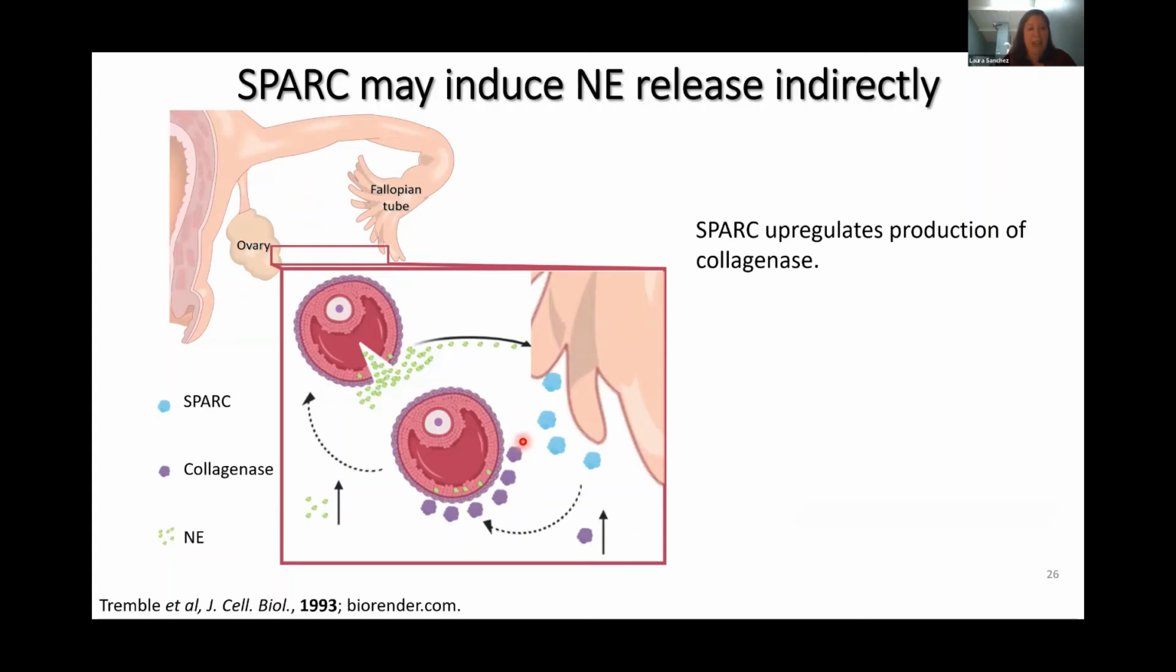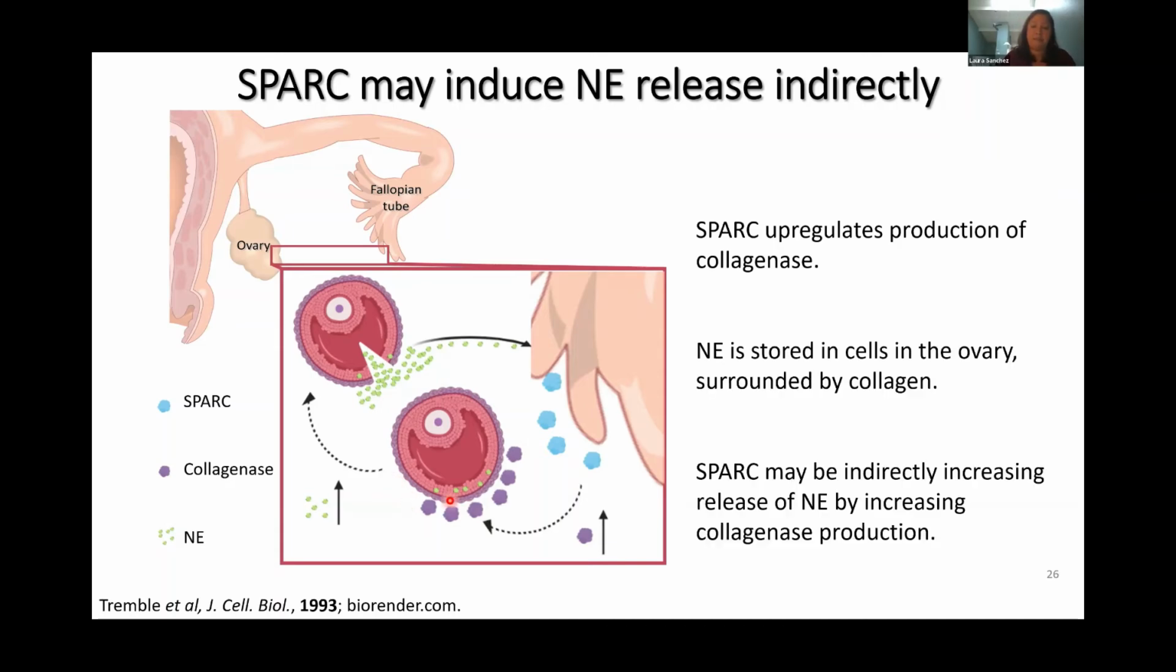So what we think might be happening is that the fallopian tube cells are secreting SPARC. SPARC is making it to the ovary. And then if it's remodeling some of the outer layers of the ovary, that's actually where norepinephrine is known to be stored in those granulosa cells. So we think it might be indirectly increasing the amount of norepinephrine, which is why we're now redesigning the experiment to do it in an interactome, which might again also explain why the recombinant SPARC didn't just work when we treated the ovary with it.